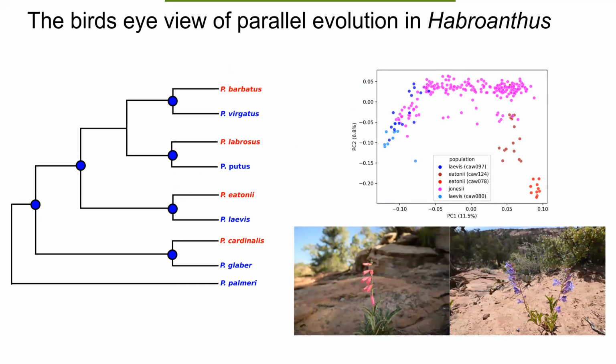And then we can go back and say, well, once we've found those, are those the same ones that are in barbatus virgatus? Because that's a much more direct way to get at this question. And I mean, I have no idea. It could be that there's some parallelism at the molecular level.